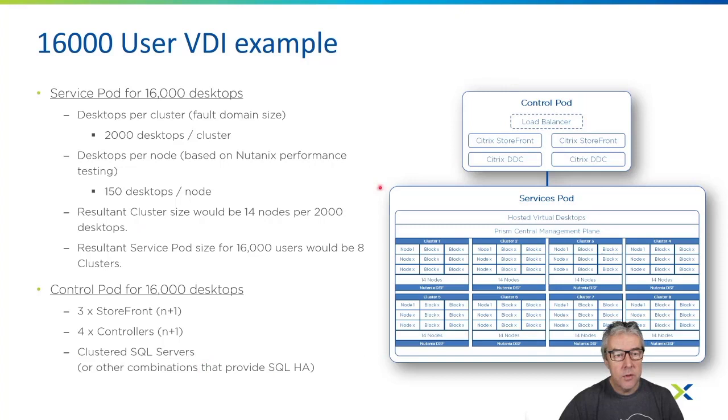So that results in a very simple sizing. What we have here is a services pod with 8 clusters, each cluster running about 2,000 desktops, and each node probably running about 150 desktops. We can then take those numbers and plug them into Sizer and create the bill of materials to get the actual hardware configuration. I can do that, and we can go through that in another example when we go through some demos about Sizer itself.